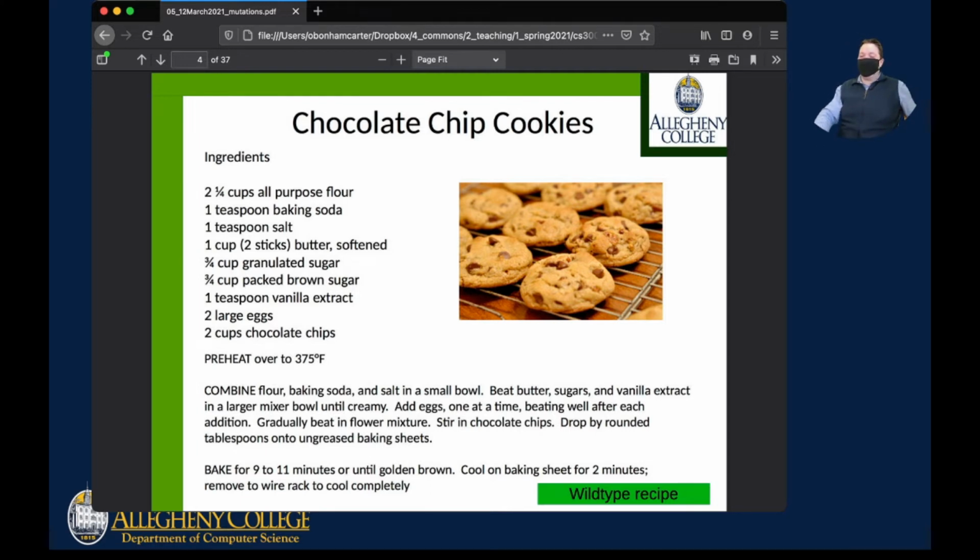So anyway, here is a wild type recipe. These are the instructions for how to make cookies. How many ingredients do you have to have? What amount of those ingredients? How do you mix them together? It's all that stuff here.